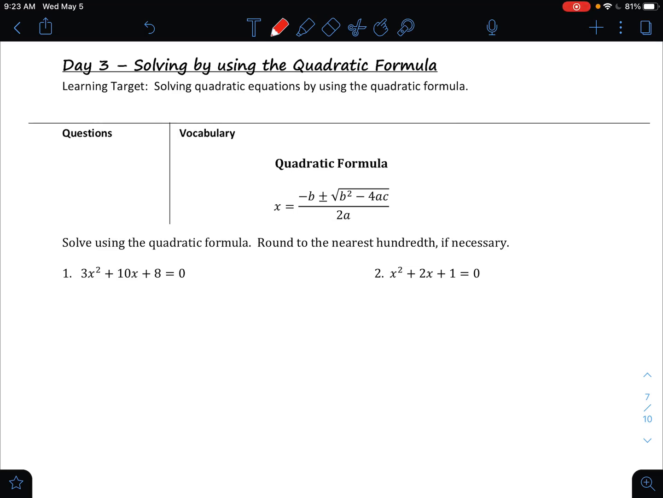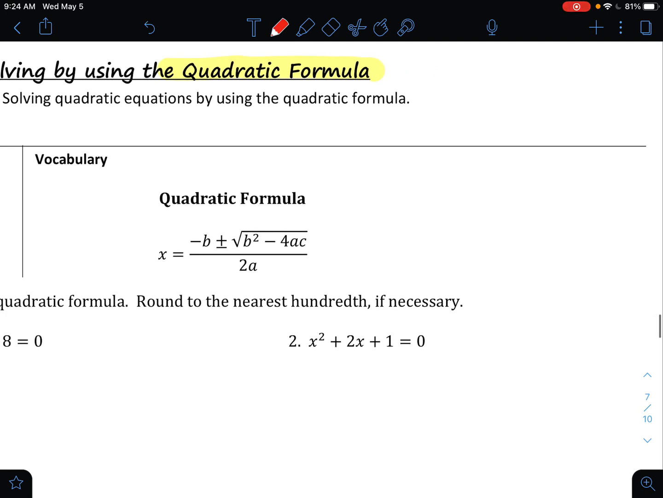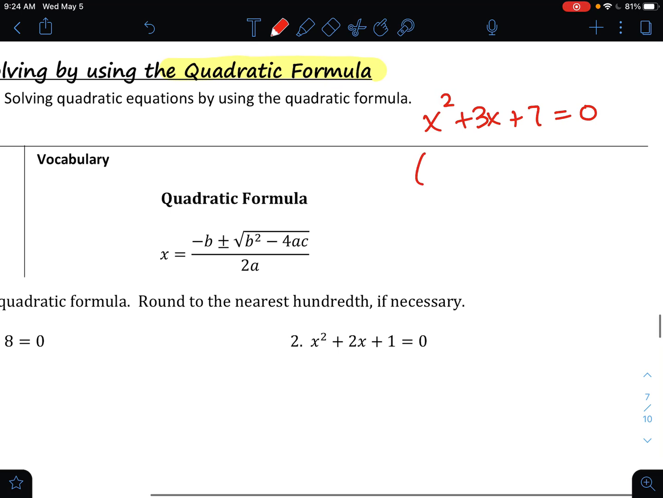All right, let's look at a third method here for solving a quadratic. And we have something we're going to talk about today called the quadratic formula. So let me first start by giving a problem that I want you to factor first. If I gave you this equation, x squared plus 3x plus 7 equals 0, and I said, let's solve this by factoring, I would come through here and start my factoring.